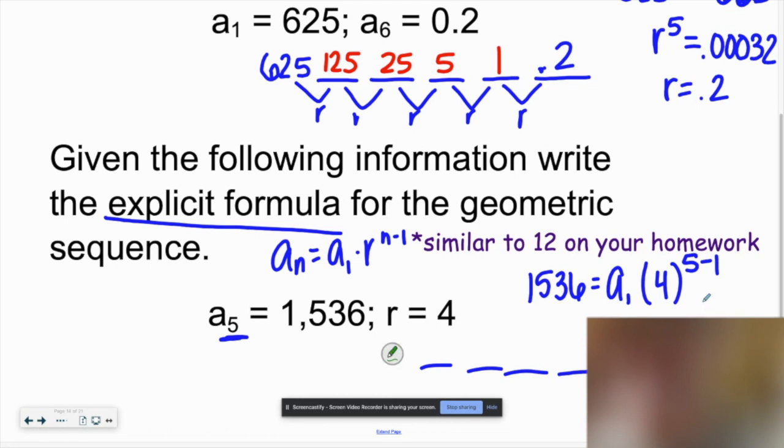Okay, so whether you went backwards or you went ahead and solved up here as well, you should find that your a sub 1 is 6, your common ratio is 4, and then your n is 5. And they can turn around and then ask you any question they want to from that.